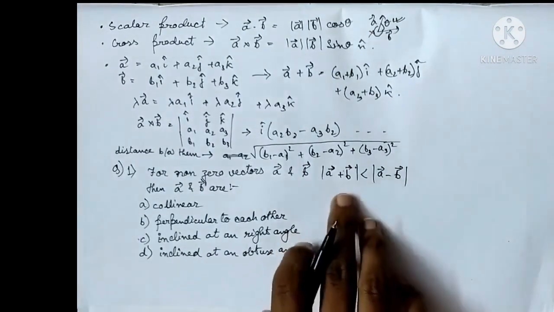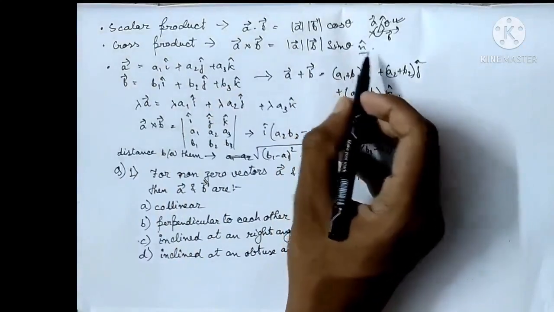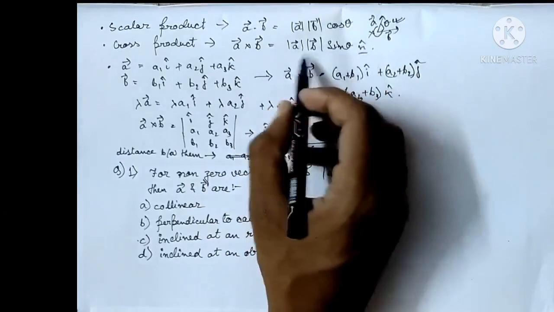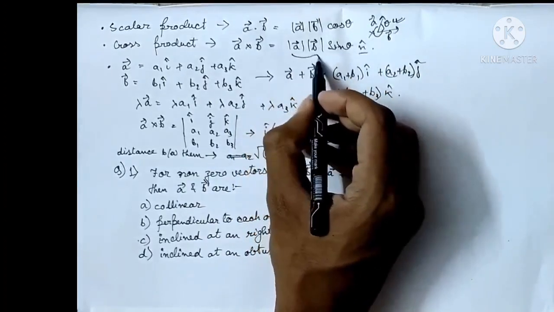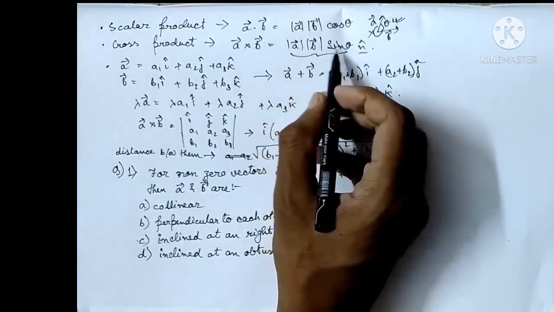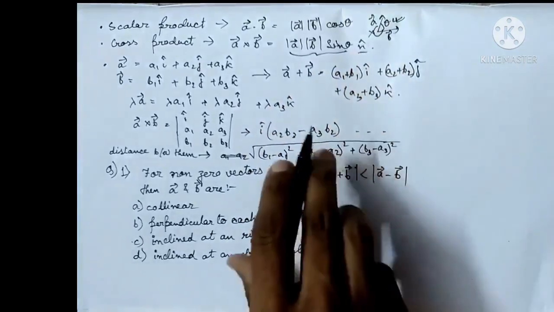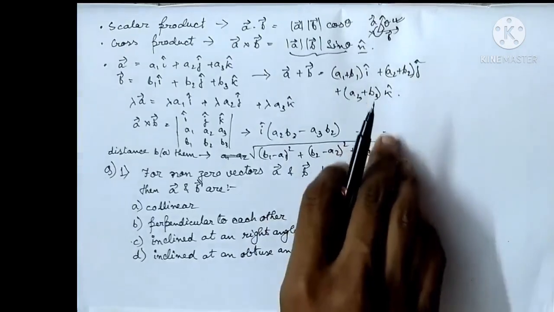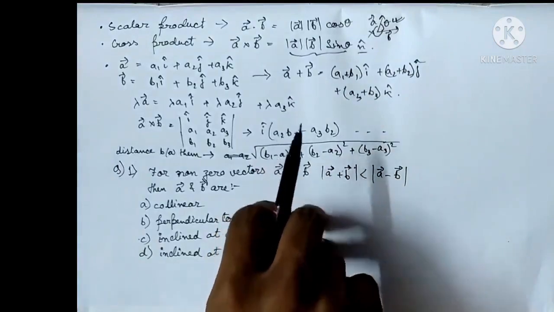Now the cross product. Cross product gives us a direction also, as you can see here. It is the multiplication of two vectors similarly, but here we get the direction and also the magnitude. The magnitude is A vector modulus into B vector modulus into sin theta, and theta is the same. So we get both quantities, the magnitude as well as the direction.